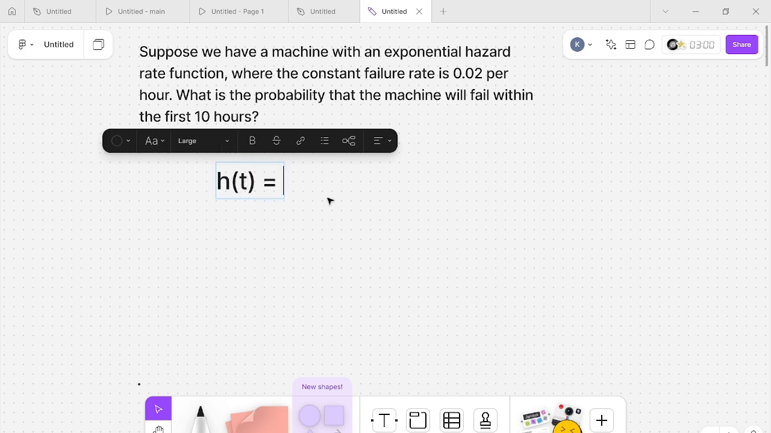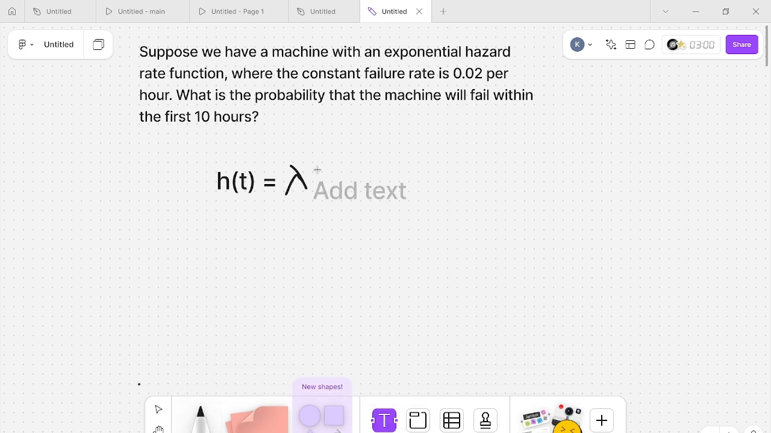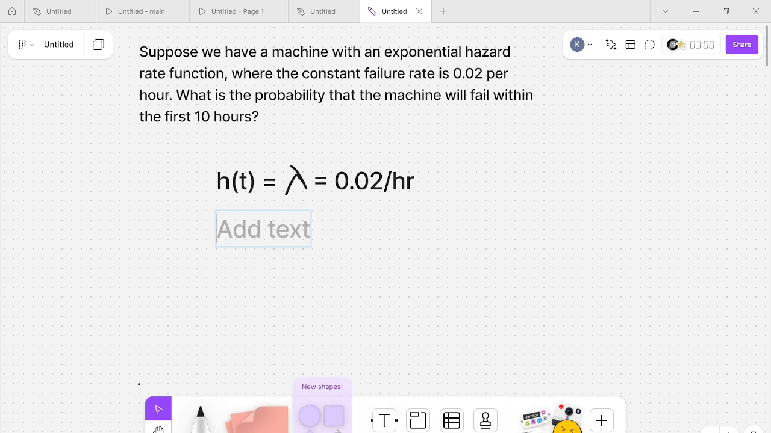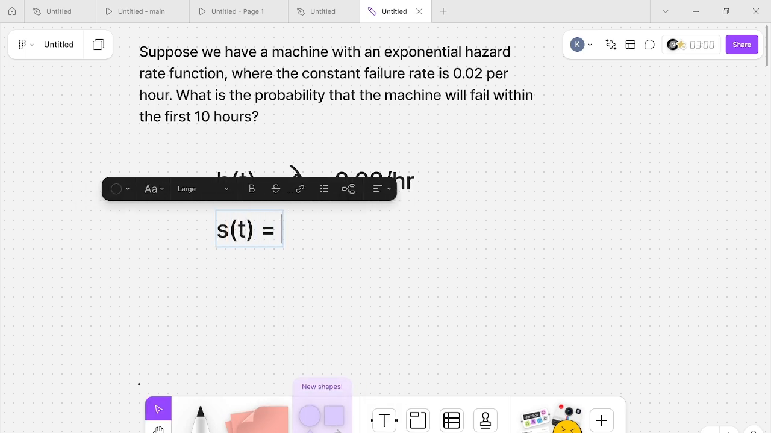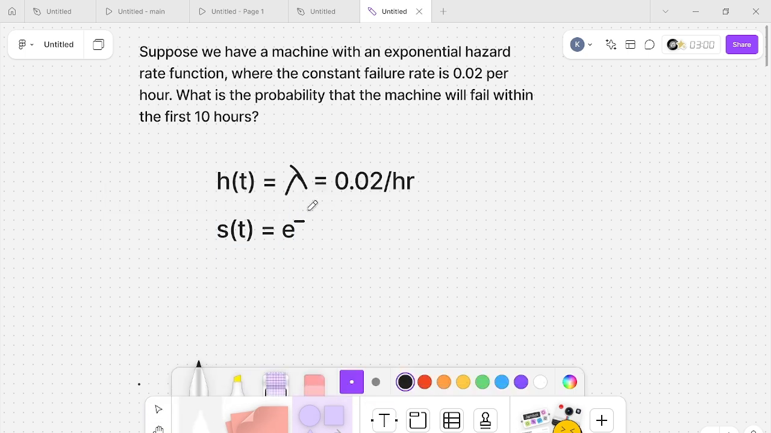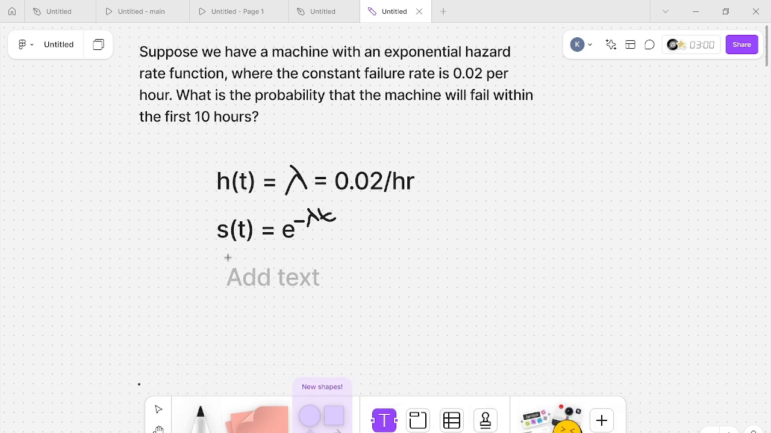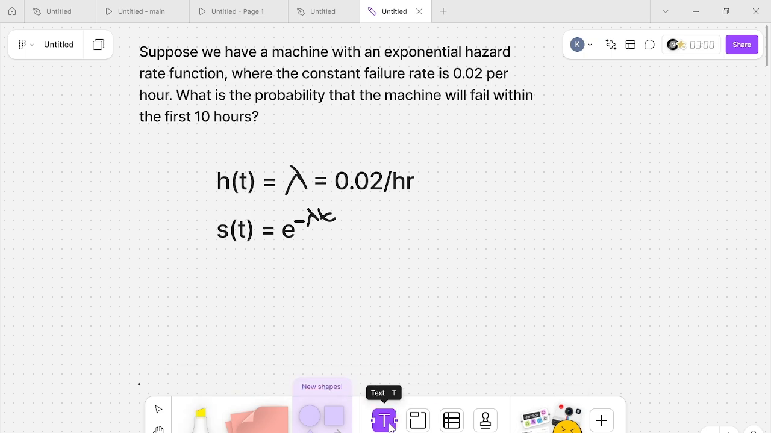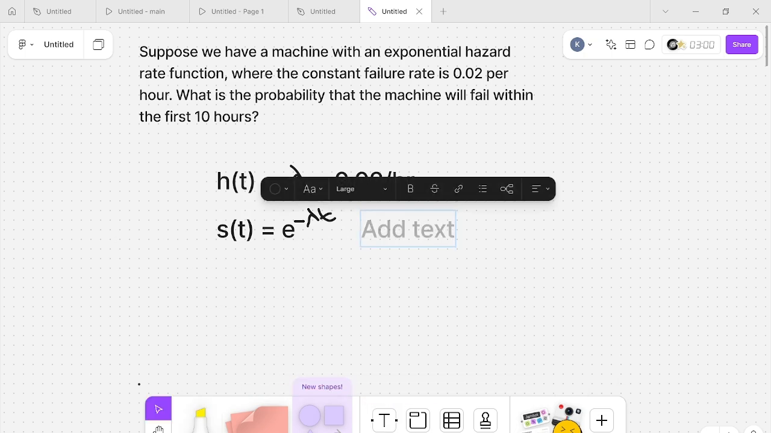Suppose we have a machine with a constant hazard rate of 0.02 per hour. This means that the machine has a 2% chance of failing each hour. To calculate the probability of the machine failing within the first 10 hours, we need to use the survival function, which is related to the hazard rate. The survival function S(t) tells us the probability that the machine will survive for a given period, and it's calculated as S(t) = e^(-λt), where λ is the constant hazard rate, which is 0.02, and t is the time in hours.